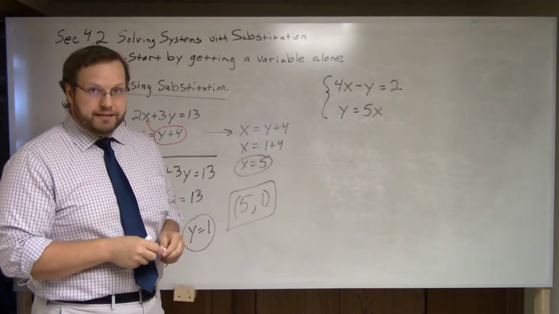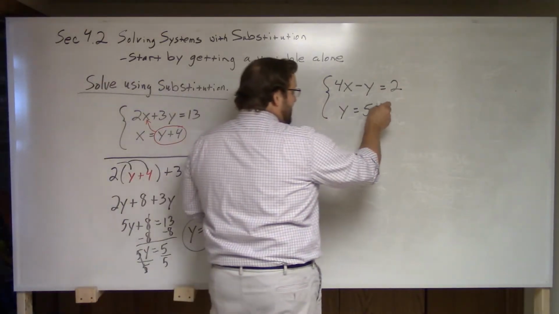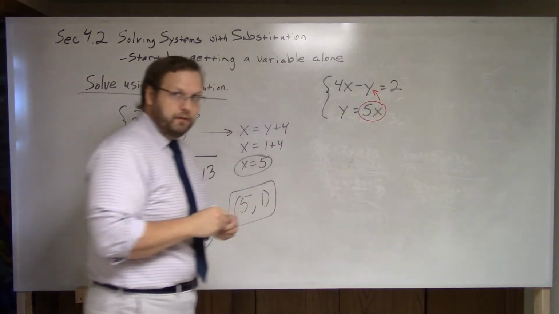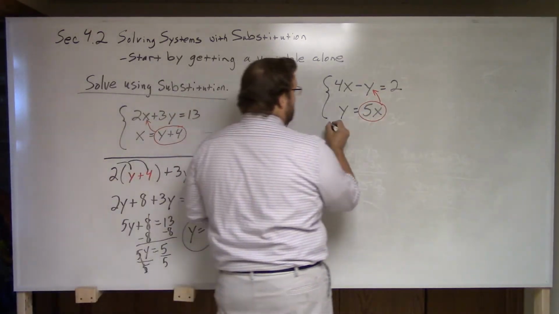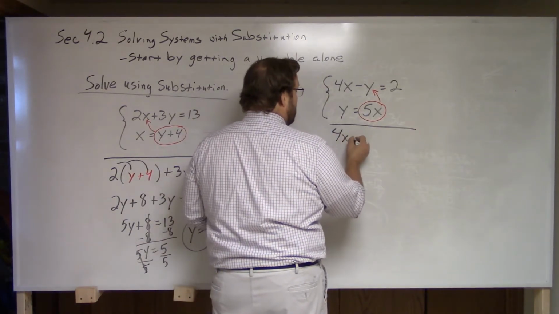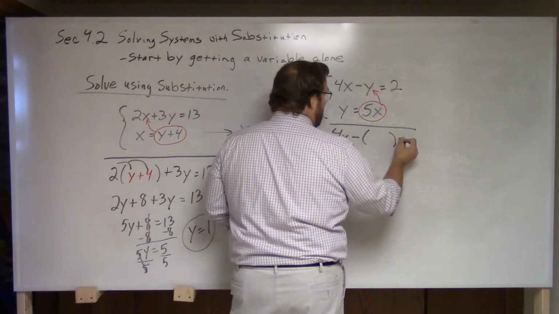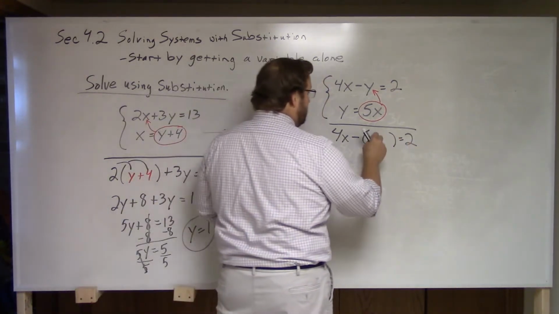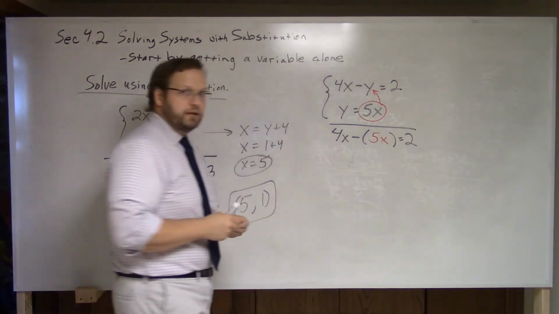Now, when we're going through this again, the good thing about this one is we have a variable by itself already. So I can take this and put it in place of that y. That gives me a new equation. My initial equation was given as 4x minus y equals 2. But instead of y, I'm going to write 5x.